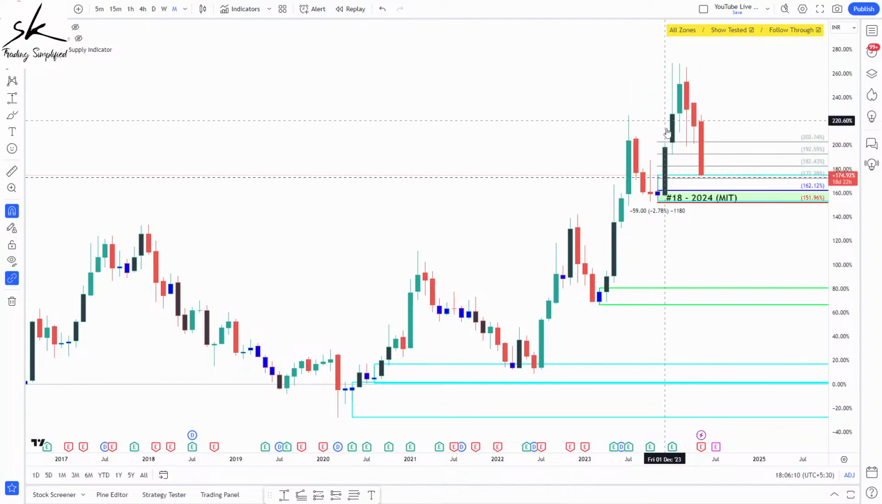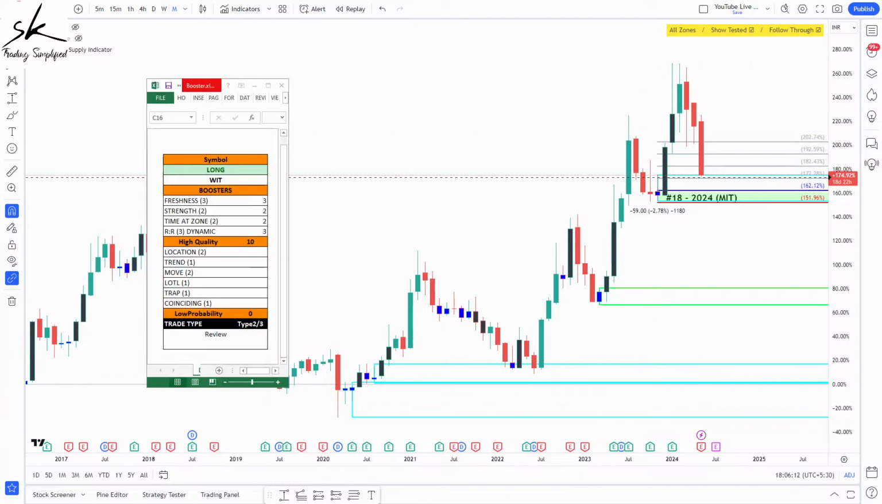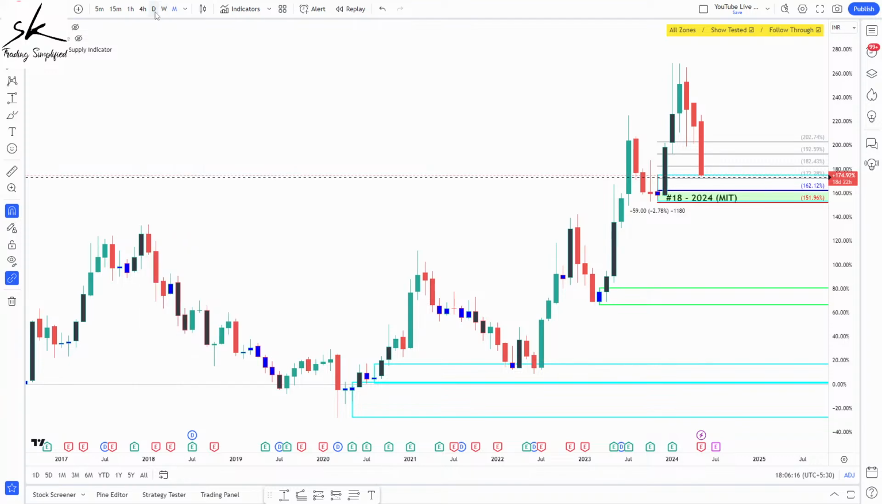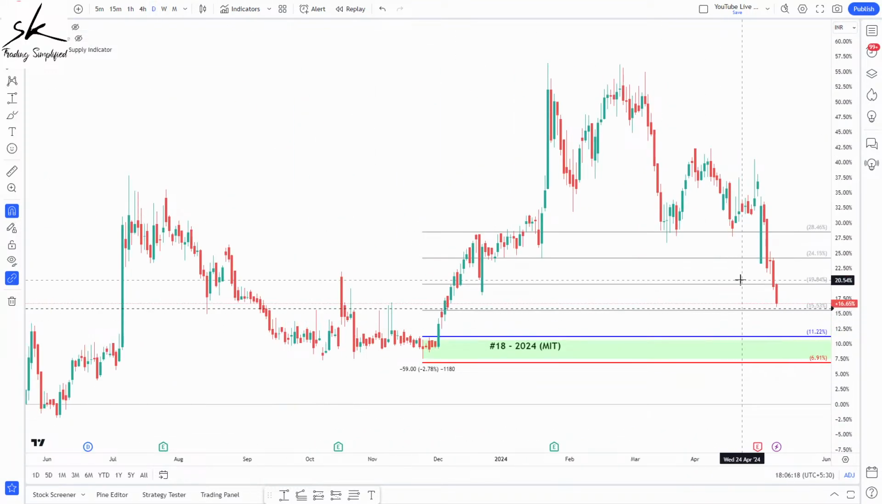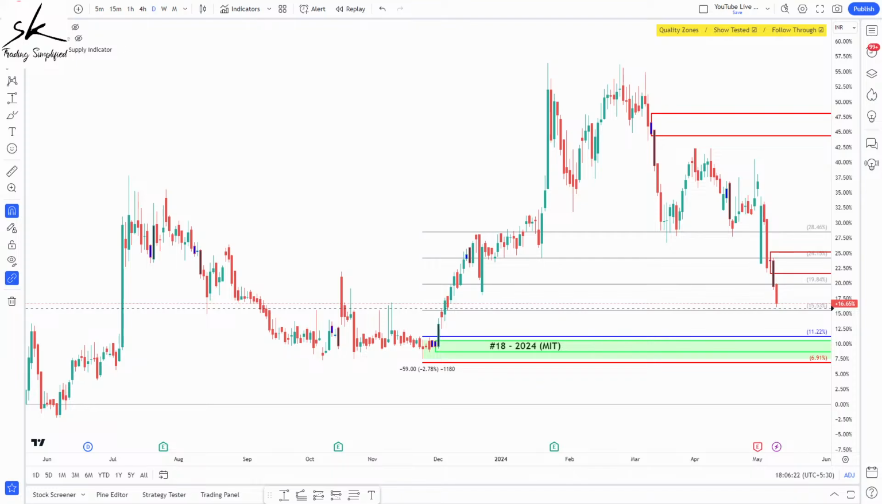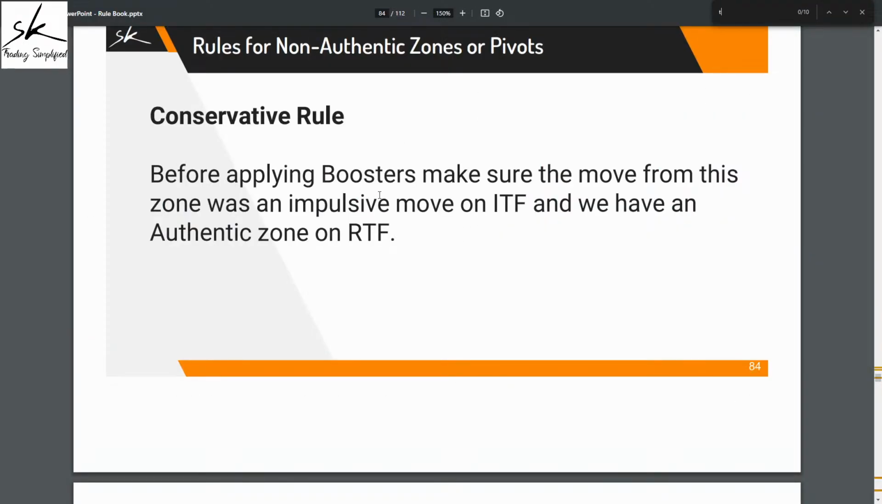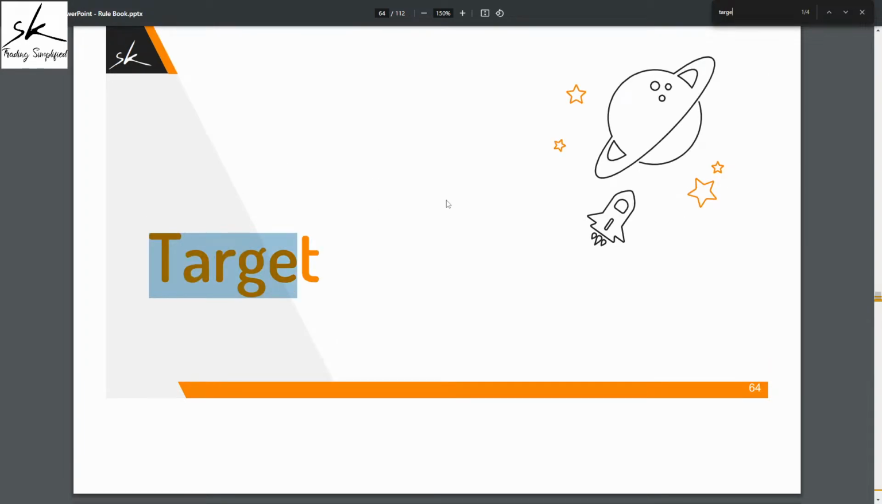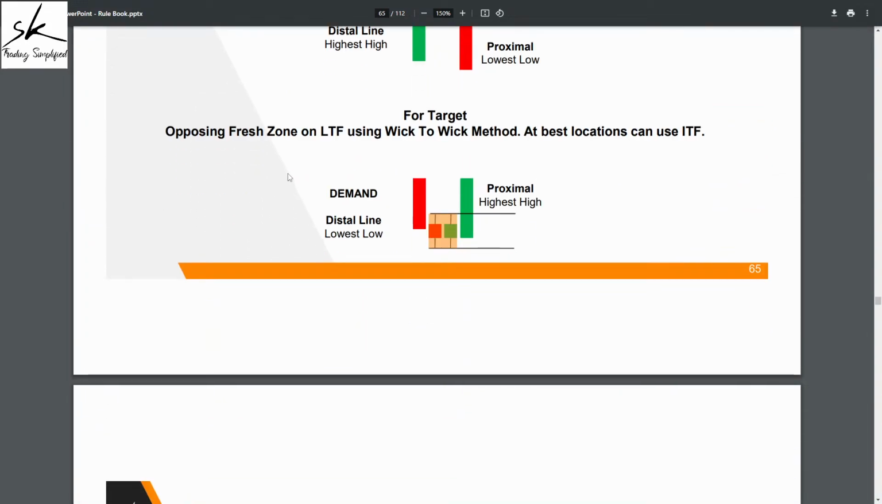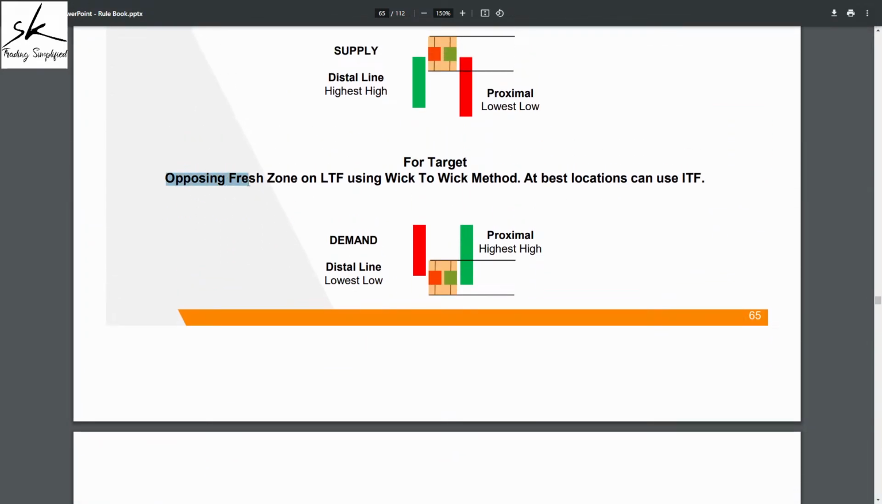So yes, we are planning the trade at the best location, and at the best location we get a score of 2. Now coming back to, like I said, even if we don't have a 3 is to 1, it is still okay. Why it is still okay? Because if I go to the rule book, you will see that I have given you a rule for the target. And the rule says that for target, you can use the opposing fresh zone on the lower time frame, and that is what we were looking at, which was showing us a little over 2 is to 1, but not a 3 is to 1.